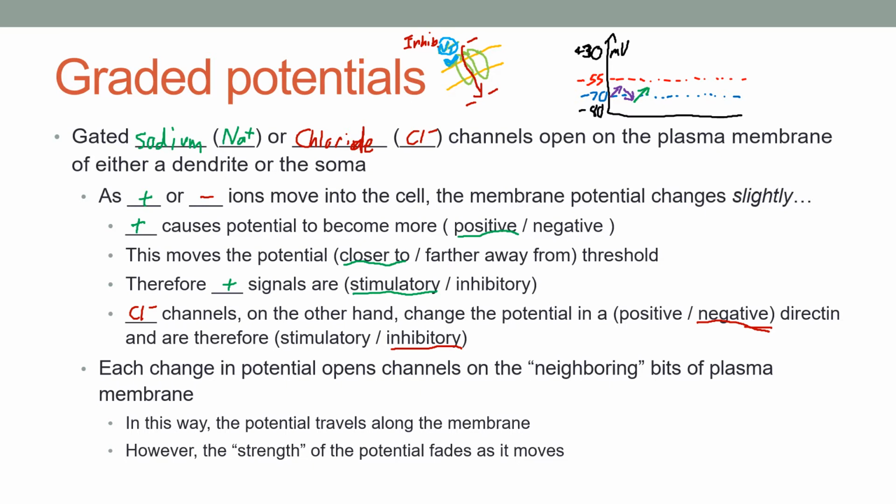Each change in the potential opens channels on the neighboring bits of plasma membrane, and the new ions that we've just introduced are going to travel through the cell. They're going to diffuse along the cell membrane. And so all of that working together, the potential travels along the membrane. However, the strength of this potential fades as it moves. Okay, that's why it's a local potential as well as a graded potential.